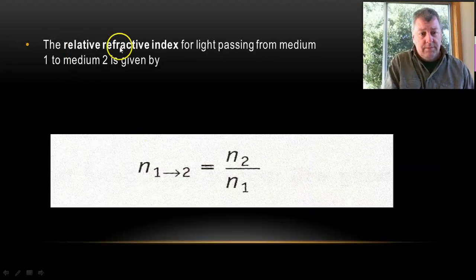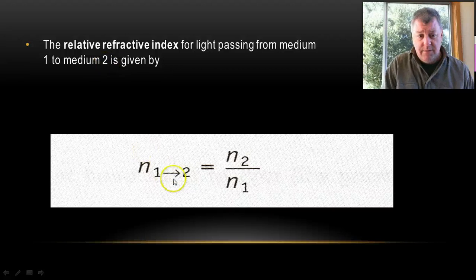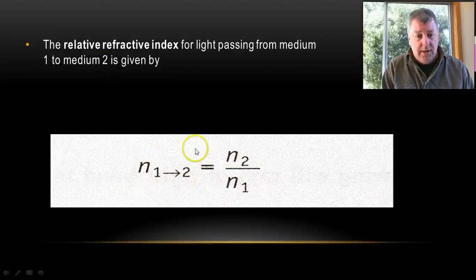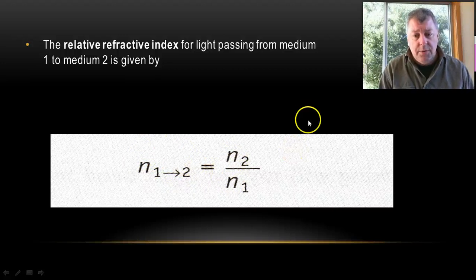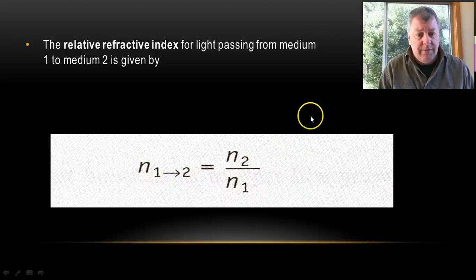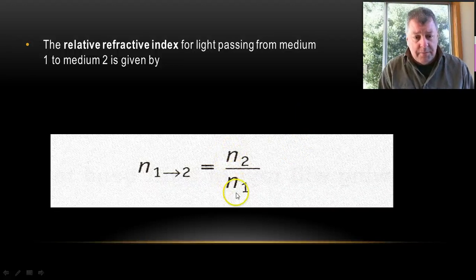The relative refractive index for light passing from one medium to another medium is given by this equation. Okay, and this is only in the context of the transition between those two mediums. So not to be confused with the absolute refractive indices, which are these.